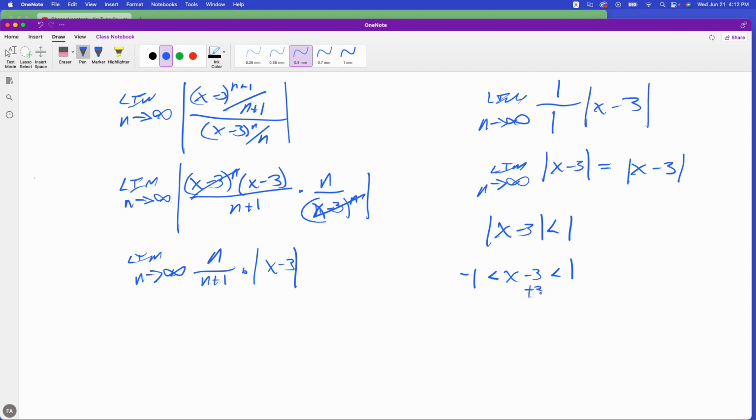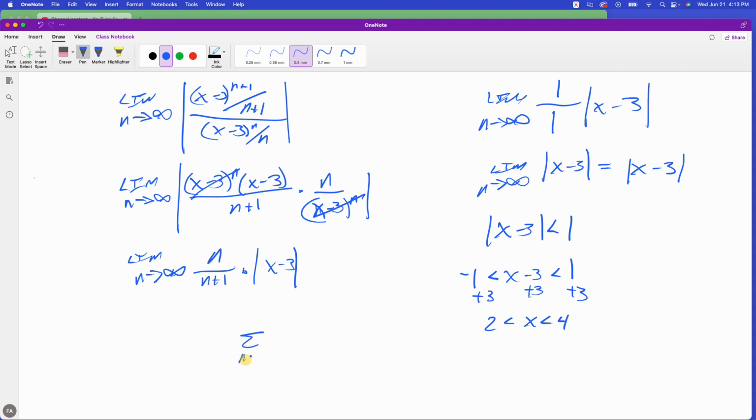So if I add 3 in all 3 spots, I end up with 2 is less than x, which is less than 4. So what we found here is that when this x value is between 2 and 4, this series converges.